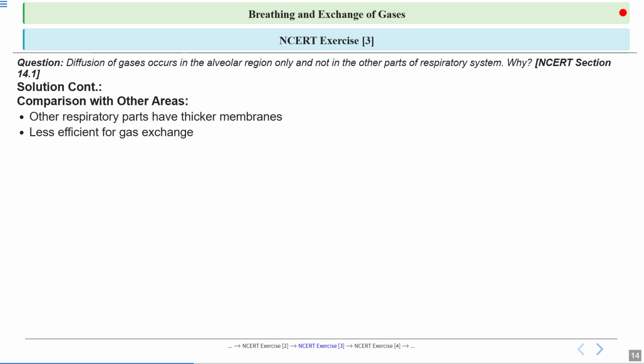So they are less efficient for gases exchange because they have thicker membranes. The cells are thicker than you see in the case of alveoli. Not specialized for diffusion. So this layer is not specialized for diffusion because it is not as thin as we have seen in the case of the alveolar region, around 1 mm. It is thicker than 1 mm.